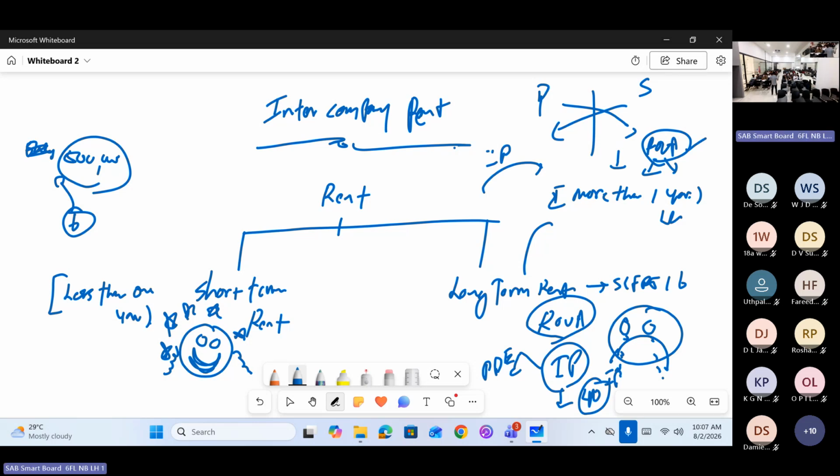Once the parent is doing consolidation, for it, it is not rented. Why? As one single entity, you have not rented out anything to the outside. If you are not getting it, let me know and I will explain it again.